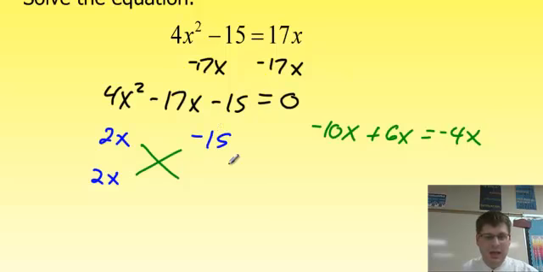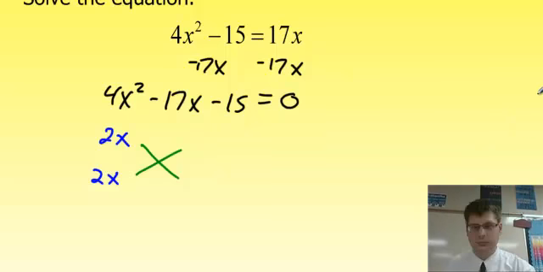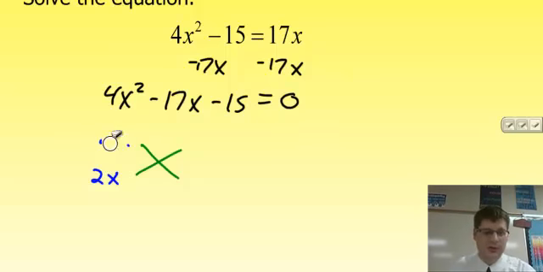I have an idea. How about negative 15 and positive 1? Okay, so let's see. 2x times negative 15, that's going to be negative 30x. Oh, that was a terrible idea. 30 is way too large. So that's not going to work. Okay, well, I'm just having a tough time with this. Oh, you know what it probably is? It's probably not 2x and 2x. Okay, let's try 4x and x. Maybe we'll have more luck.